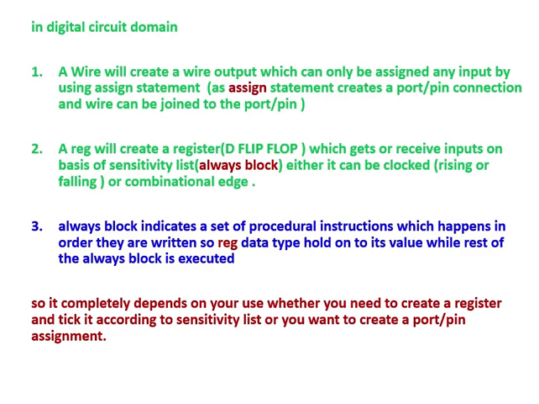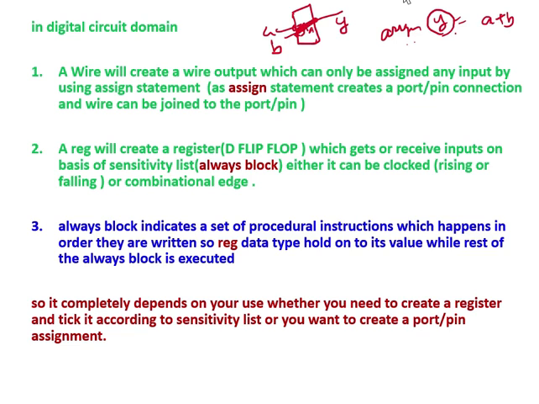Next, in the digital circuit domain, a wire creates an output which can only be assigned an input by using an assign statement. When we write assign y equals a plus b, what does that mean? It just creates a port. Suppose a and b are the input ports. Then assign y creates a y port and connects it to a plus b, which is the adder gate. So it provides just a path.